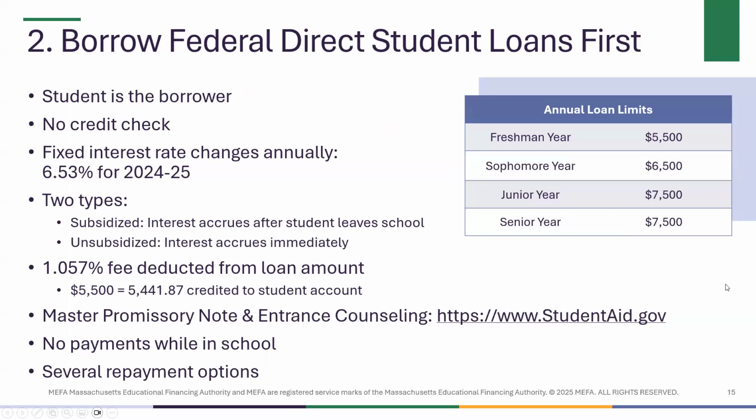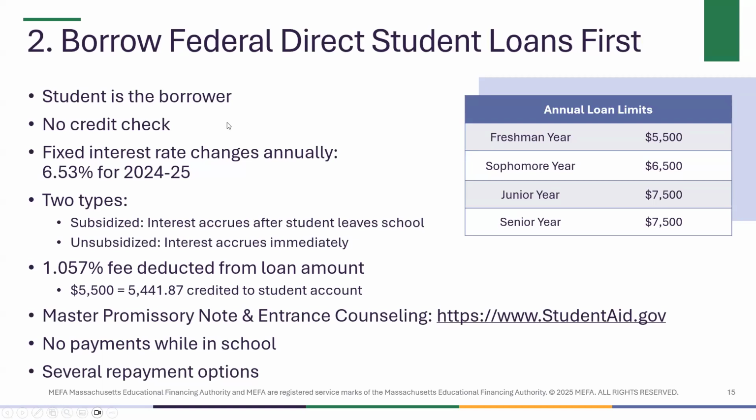The second piece of guidance is to borrow federal direct student loans first if your family needs to borrow. Typically, you will see these federal direct student loans in a financial aid offer. A freshman can borrow up to $5,500 their freshman year. And you can see on this chart here that those loan amounts go up for sophomore, junior, and senior year as well. So the interest rates for federal direct student loans and federal PLUS loans are going to change on July 1st for the upcoming 25-26 academic year.